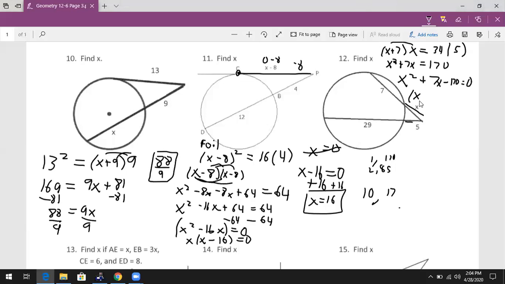So we get x. I need a negative 170, but a positive 7. So x plus 17 times x minus 10. That gives me a solution of negative 17, which doesn't make sense because it's a segment length, and positive 10, which does make sense. That one has to be our answer.